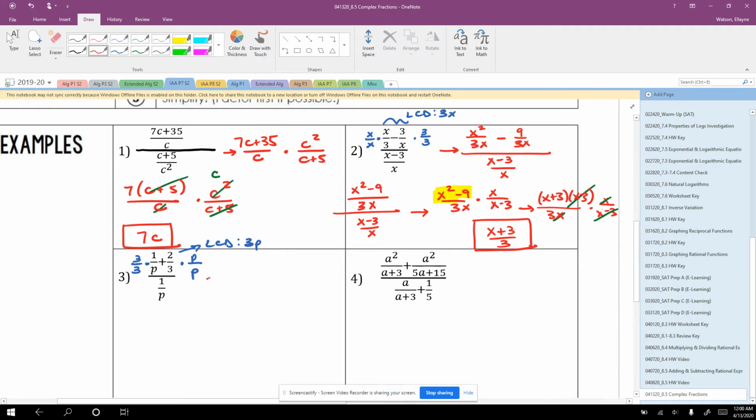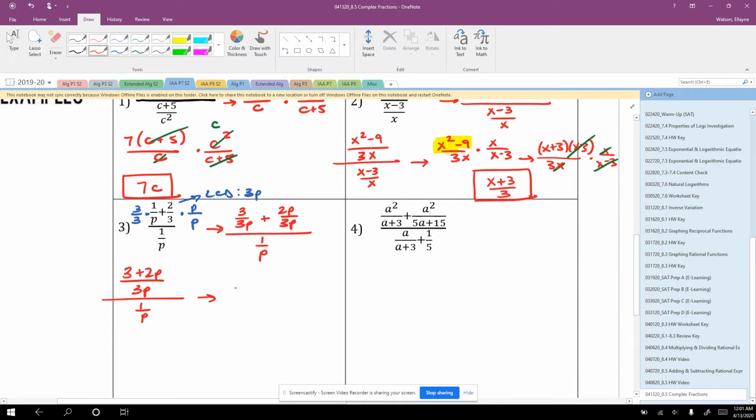All right, so let's multiply out. We're going to get 3 over 3p plus 2p over 3p all over 1 over p. Now that we have the same denominator, we can add the fractions in the numerator. So we're going to get 3 plus 2p over 3p all divided by 1 over p. All right, now we have single fractions, so we can now change this to multiplication. So 3 plus 2p over 3p times the reciprocal of 1 over p, which is p over 1.